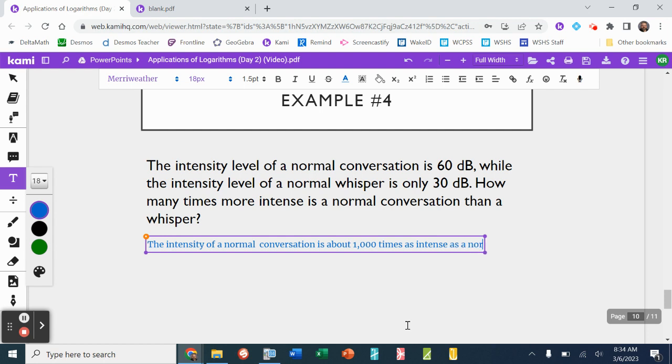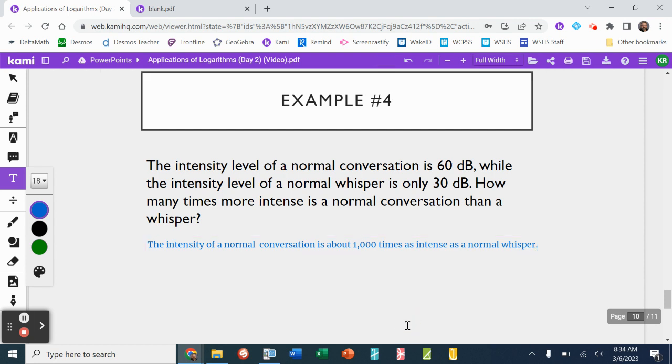as a normal whisper. Now, with that, we know that not all people converse at the same level, and not all people whisper at the same level. This is just saying for a normal conversation and a normal whisper. And that's how we compare two decibel levels and say how many more times intense one noise is than a second noise.